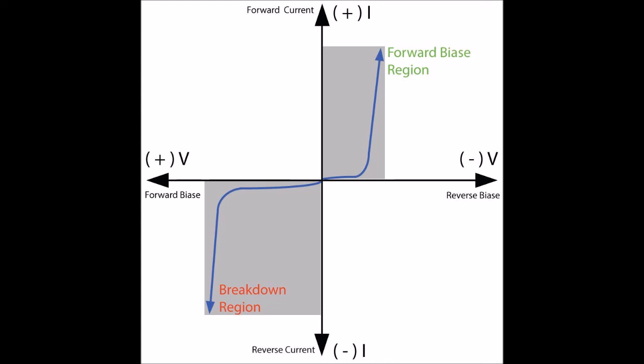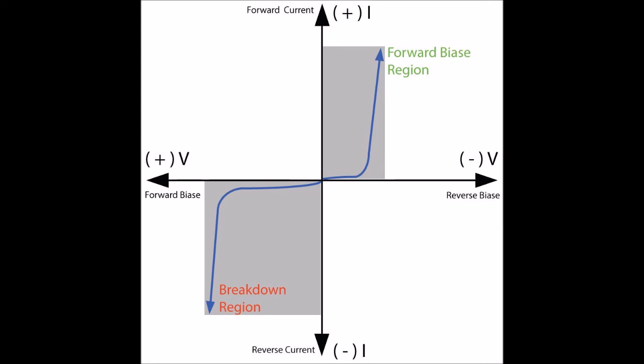So my dear students, these are the biasing conditions for a p-n junction diode. As we mentioned, a biasing condition means we are applying an external voltage to this p-n junction, and there are two types of biasing, namely forward biasing and reverse biasing.